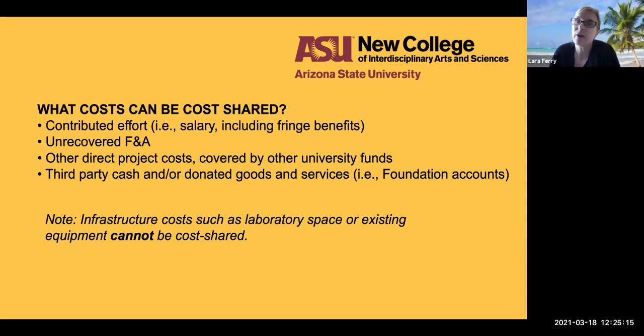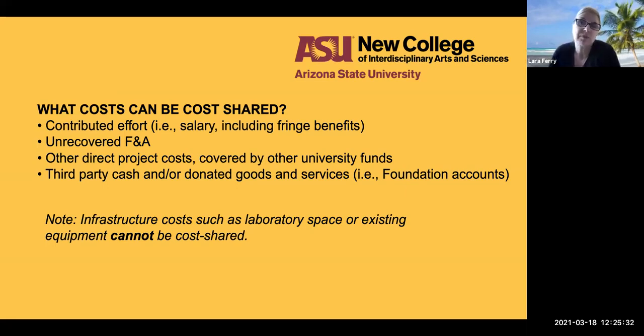So one of the main ways to contribute to cost share is your contributed effort, which would come out then in terms of your salary, including the fringe benefits that would go into the budget of your grant as your cost share contribution. Another area that can be cost shared is what's called unrecovered F&A.